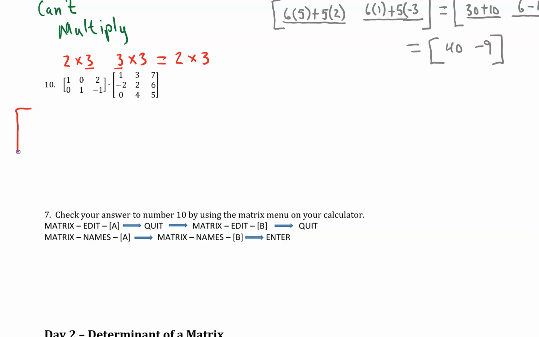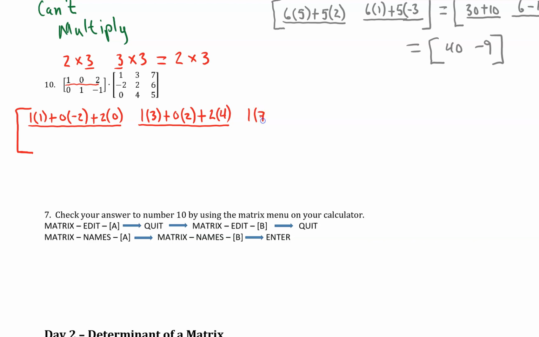If it's a 2 by 3, then we have 2 rows here and 3 columns when we're done. You're going to take the first row and multiply it by the first column right here. So first row by the first column. That means you're going to say 1 times 1 plus 0 times -2 plus 2 times 0. That's the first one. And then you're going to take row number 1 and multiply by column number 2. So you're going to have 1 times 3 plus 0 times 2 plus 2 times 4. That's the second column. And then one more because we have the third column. So it's the first row by the third column.